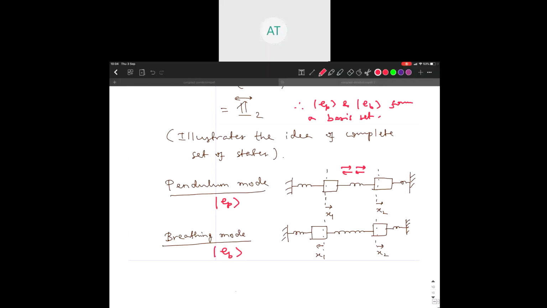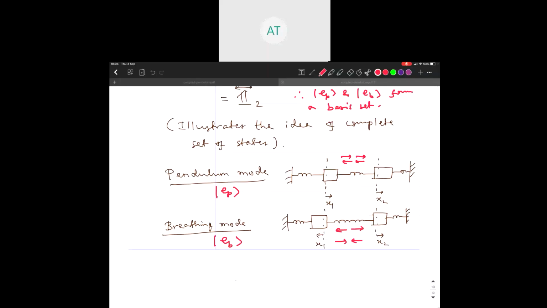Whereas in the breathing mode, if the first mass is going to the left, the second mass will go to the right. On the other hand, if the first mass goes to the right, the second mass goes to the left. So this is as if something is coming closer and going farther. You can imagine this as breathing, right? Therefore this is called a breathing mode.